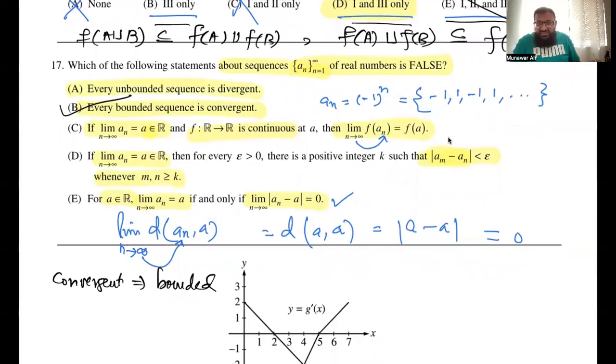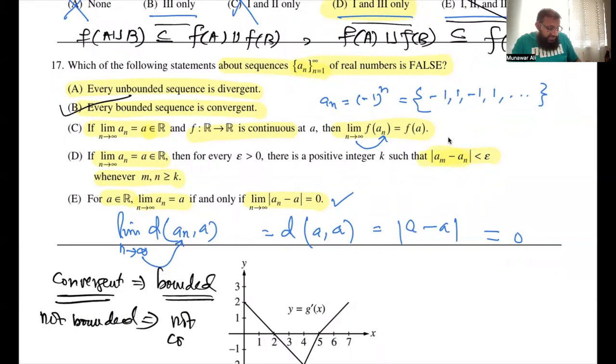So I'm taking just the contrapositive of this statement. The contrapositive is: the negation of unbounded, which is not bounded, implies the negation of convergent, which is not convergent. So not bounded implies not convergent. And the sequences which are not convergent, we are just going to name them divergent, nothing else.